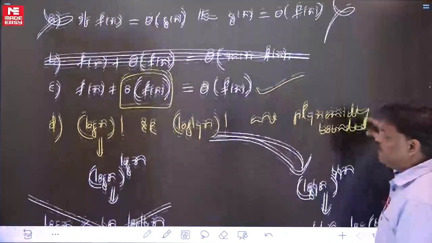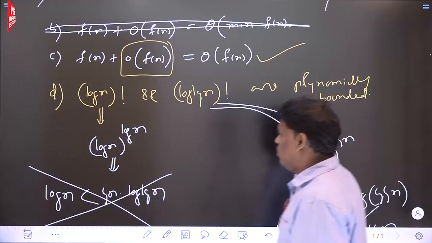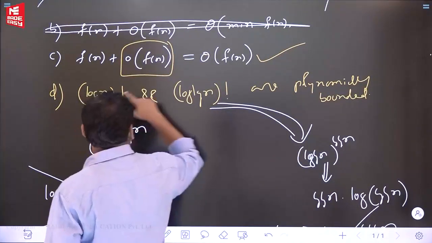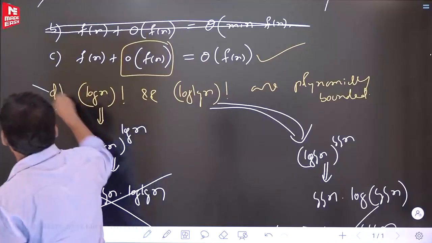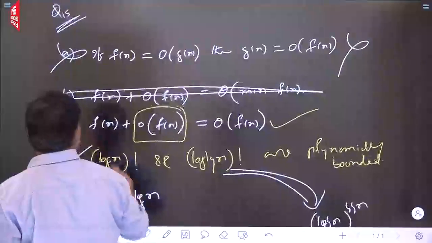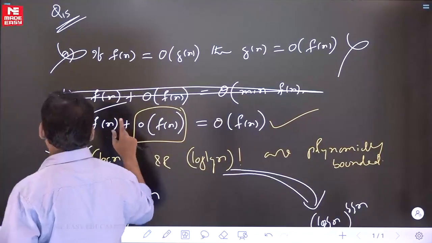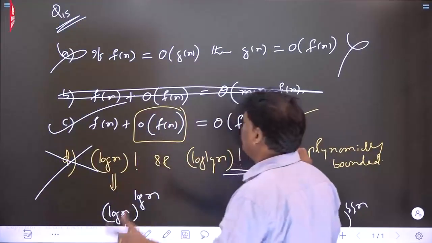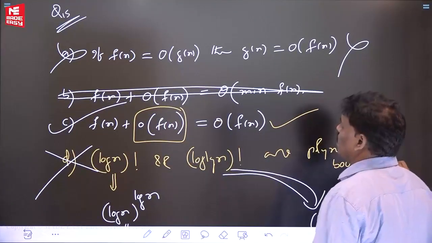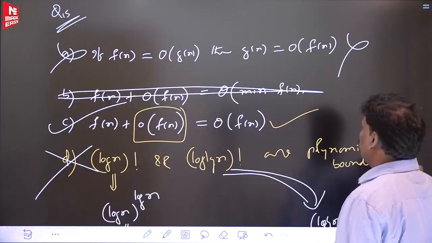Option D, both are polynomially bounded. No, the first one is not polynomially bounded, the second one is polynomially bounded. So finally option D is also wrong. Right? C is right, A is wrong. So finally for question number 15, C will be the true statement, and the remaining are false statements.